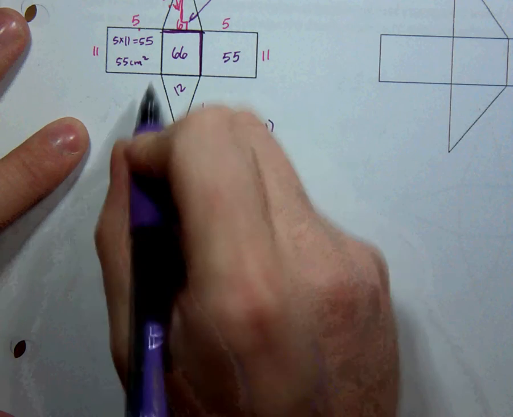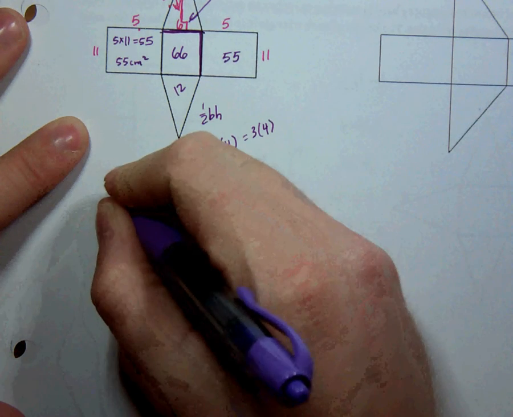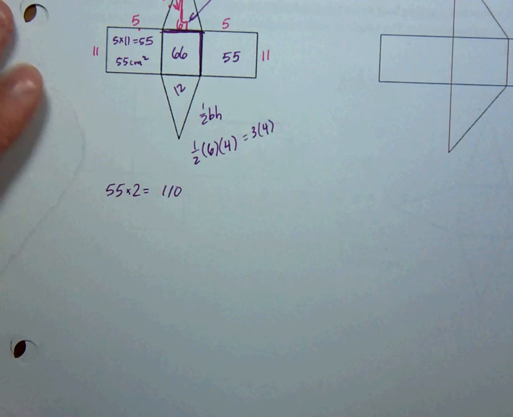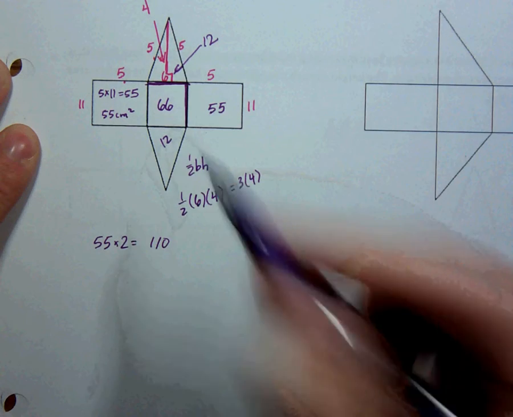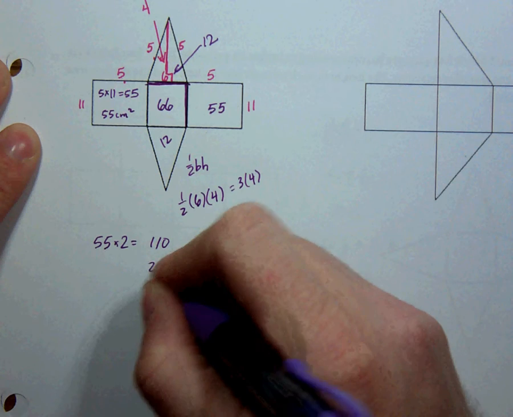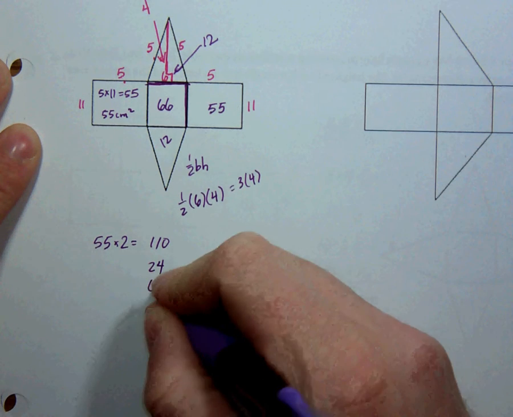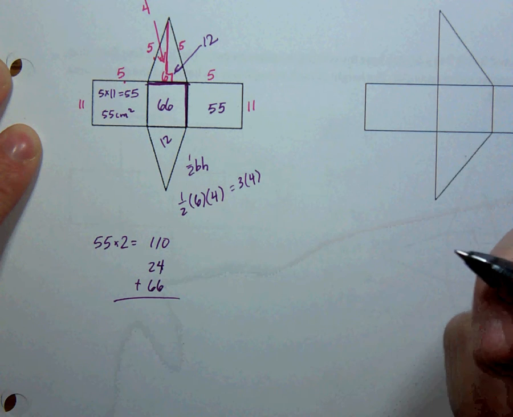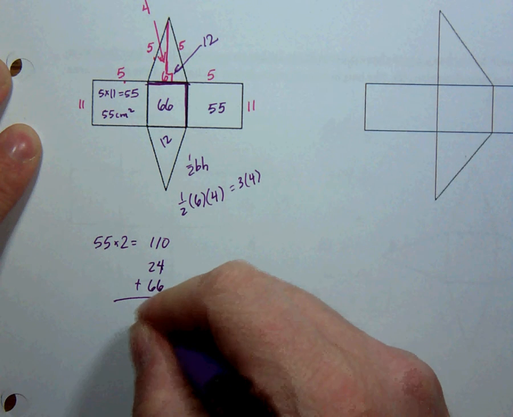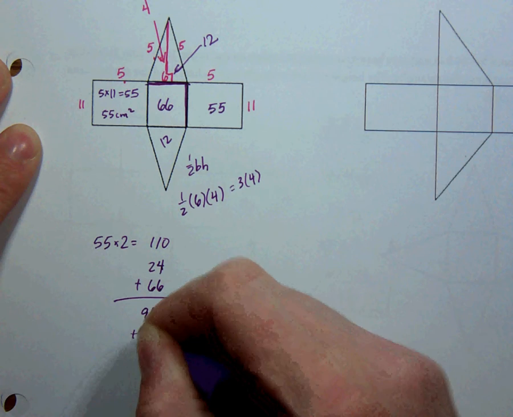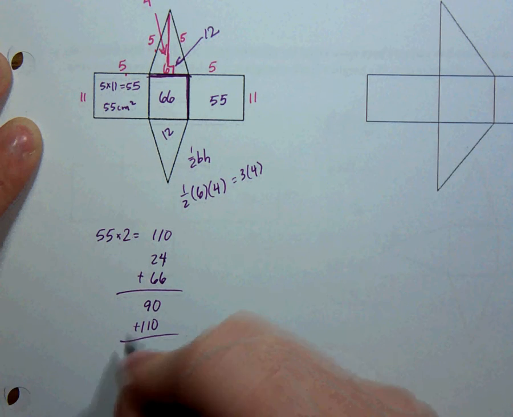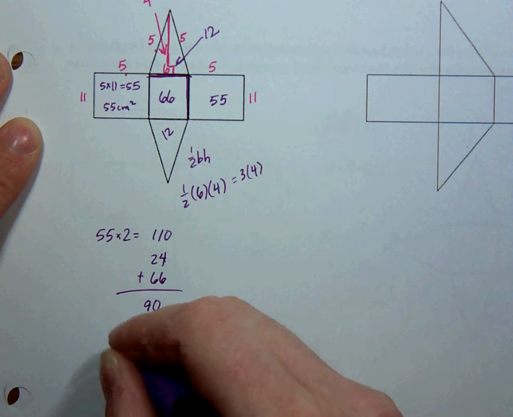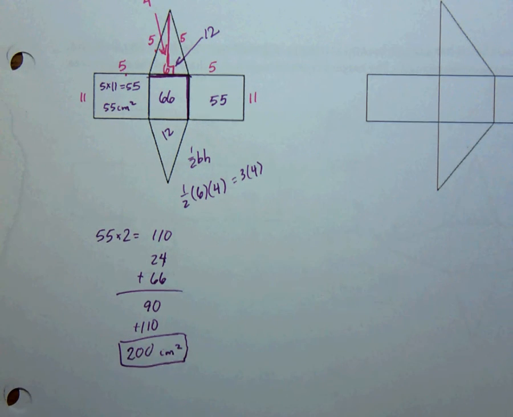We have two 55s, so 55 times 2 is 110. We have two 12s, 12 plus 12 is 24, and 66. Add all this up: 24 plus 66 is going to be 90, plus 110. That is equal to 200 centimeters squared. It's the total surface area.